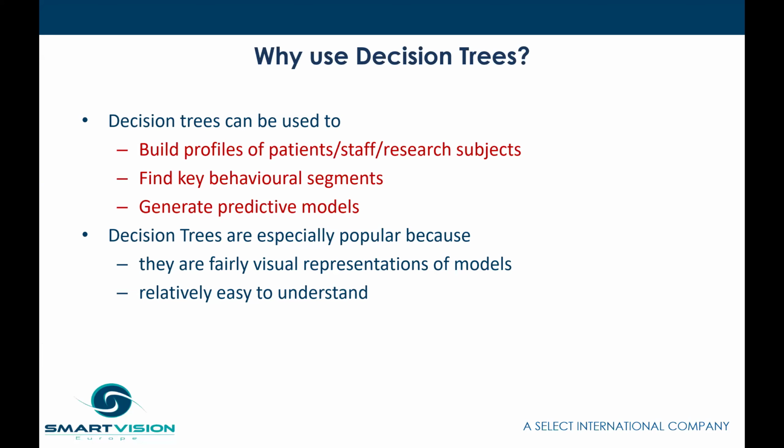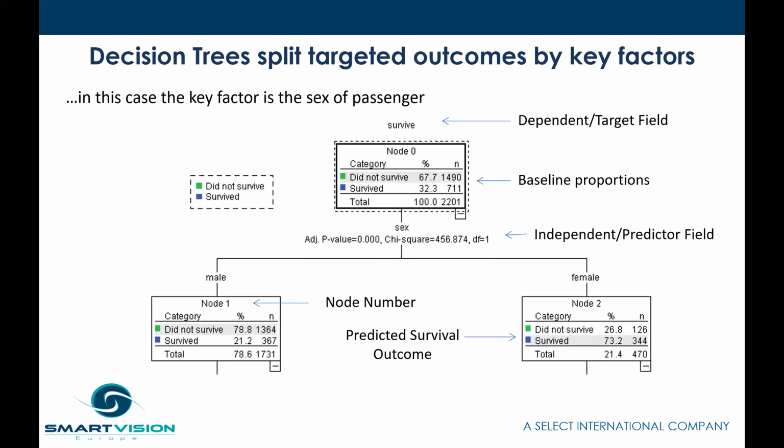Decision trees can be used to do things like build profiles of staff, patients, or research subjects, to find key segments in data, or to generate predictive models. It does all of these things. They're very popular because they're very visual representations of predictive models and of profiles, and they're relatively easy to understand. What you get is something like a family tree, or an inverted dendrogram, an inverted tree shape, where it starts with a key field.